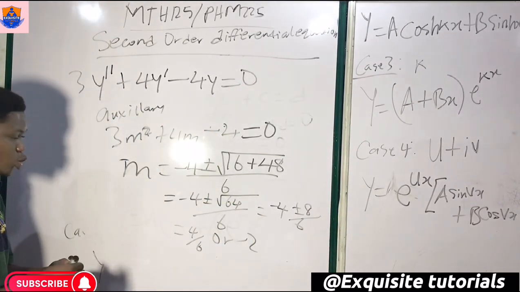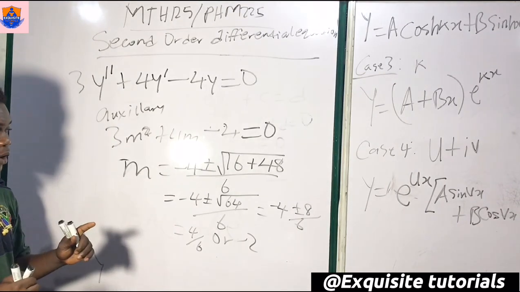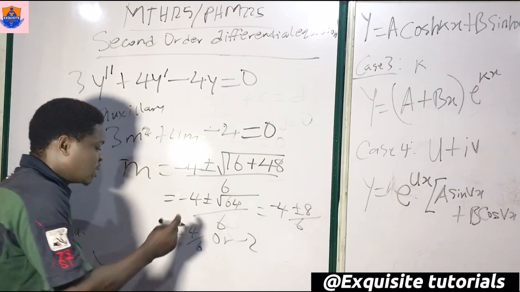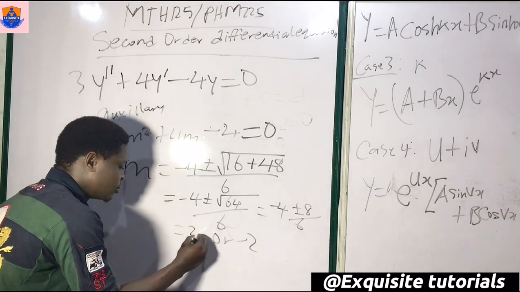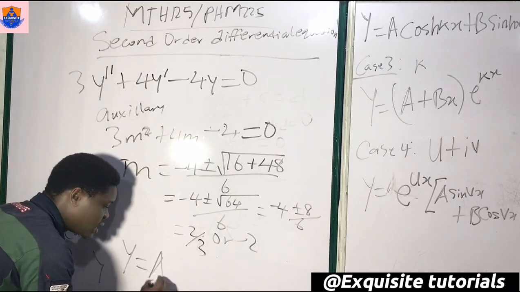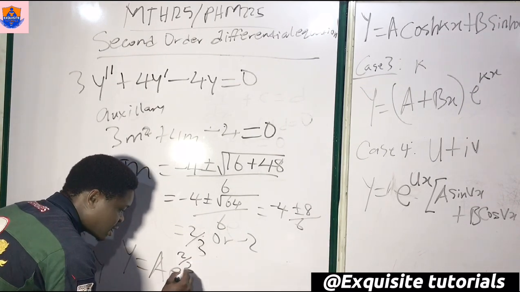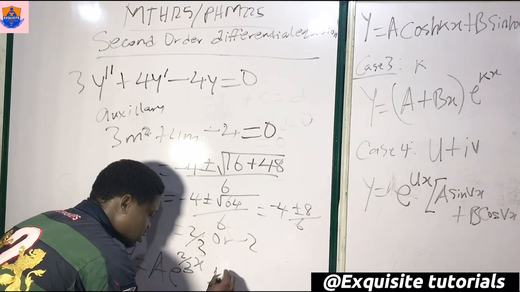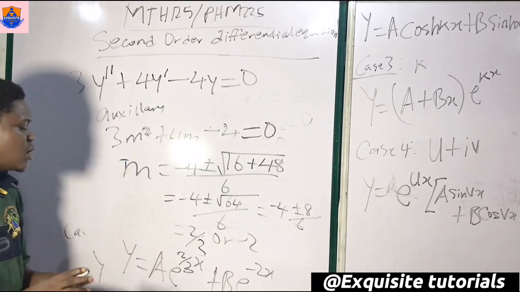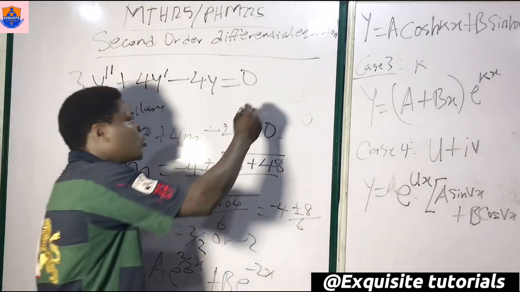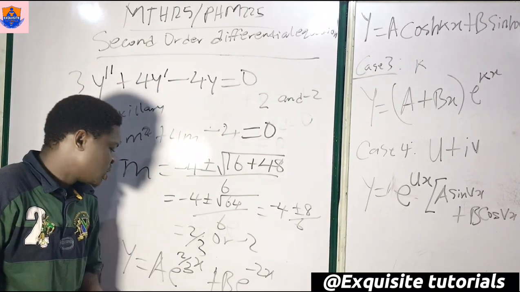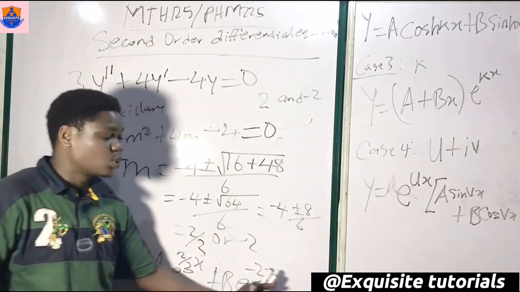So it means that the solution to this differential equation, do not forget that this 4 over 6 can be reduced to 2 over 3. So the solution to this differential equation will be y equals a exponential 2 over 3x plus b exponential minus 2x. Let's assume after you solve that you got plus 2 and minus 2. What you simply do is a exponential 2x plus b exponential minus 2x.